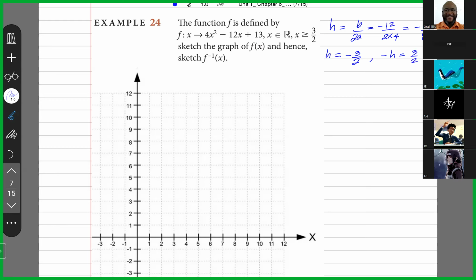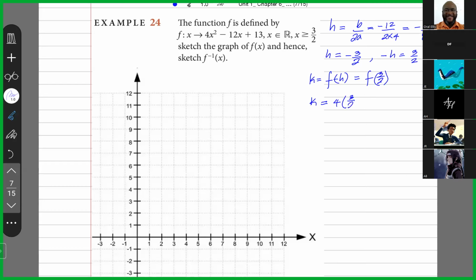I could find k as being equal to f of minus h, which is the same as saying f of 3 over 2. Maybe this wasn't the best example, but we're going far in it. Maybe this was not the best approach. We should have done it the way we did it earlier. But let's go.